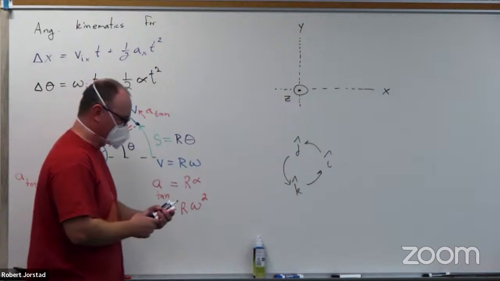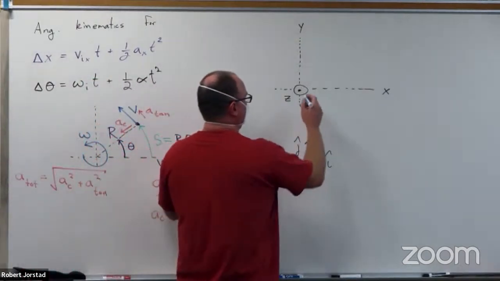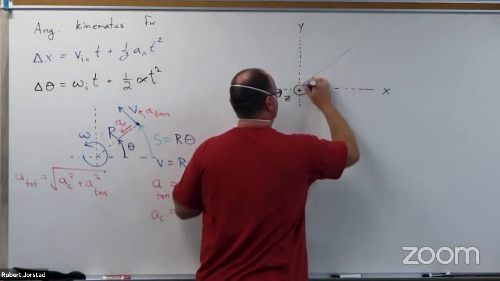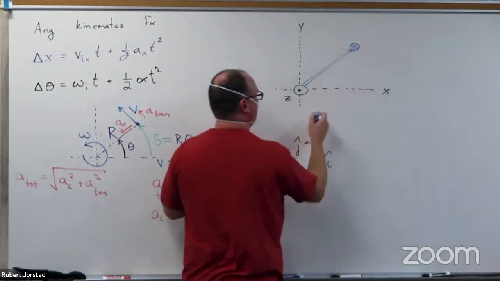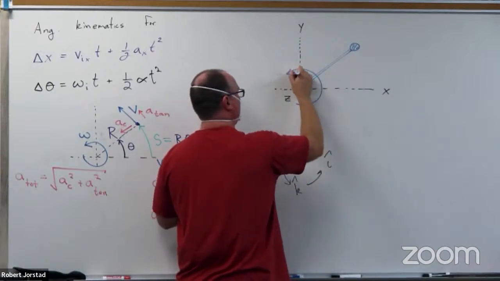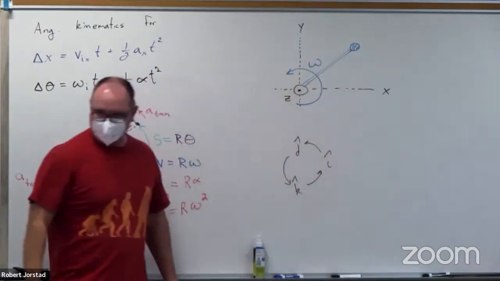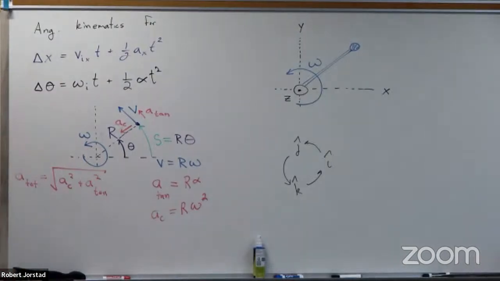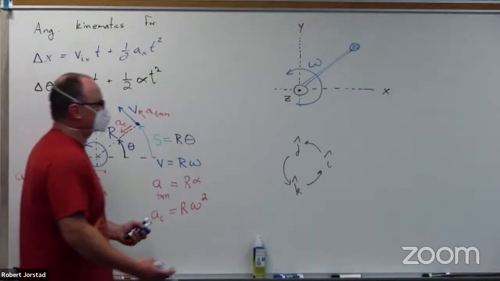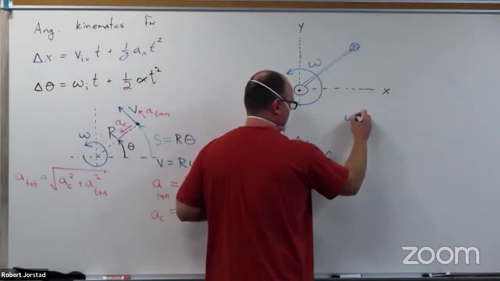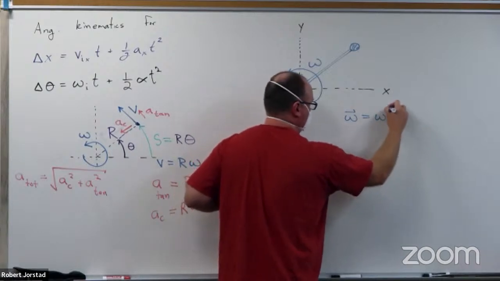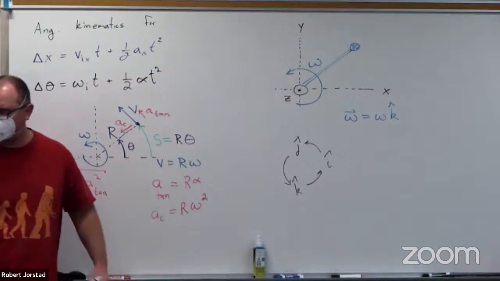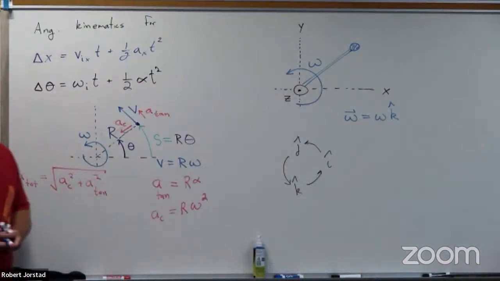So now we could talk about this. Imagine we had some beam here, and there's a mass on the end, and it's rotating this way. It's rotating about the Z axis. Do you agree? So we would say omega vector is omega in the k hat. And that tends to upset people. All right?